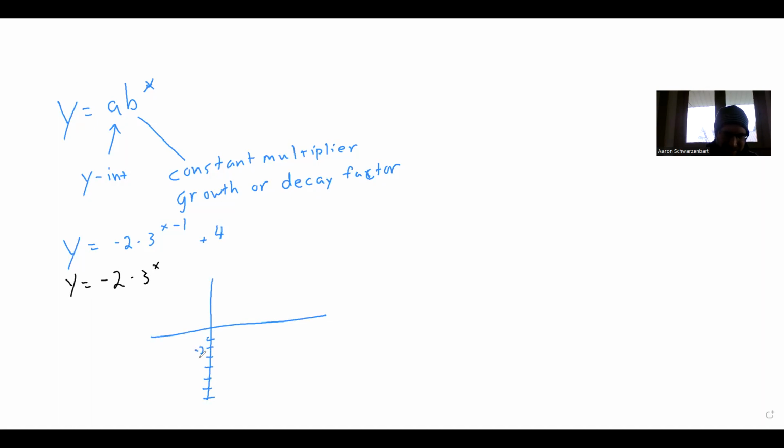So -2, -4, -6, -8, -10 here. So when I graph this, I get a y-intercept of -2. If I want to plot the point 1, might be a useful point to have. I go 3 to the first is 3 times -2 is -6. My asymptote on this one is 0.